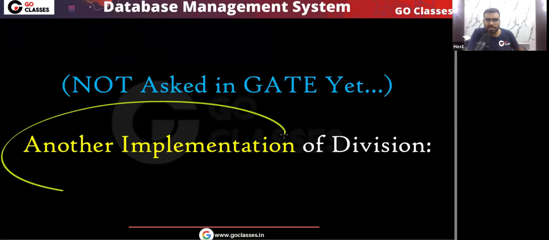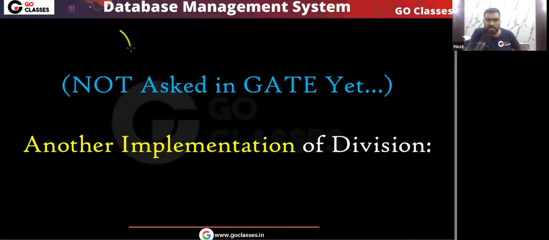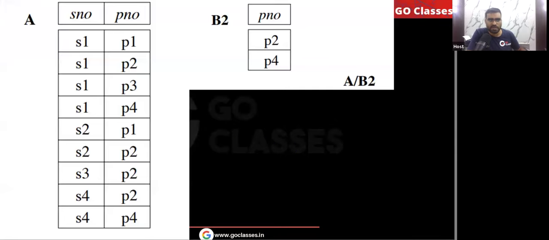Now let's see another implementation of division. This has not been asked in the GATE so far. So should I discuss this? This has not come in the GATE exam so far, but in the future they can ask. Let me tell you, this is very easy actually. This is another implementation of division, and it is actually very easy.